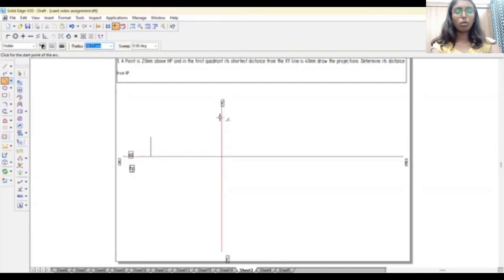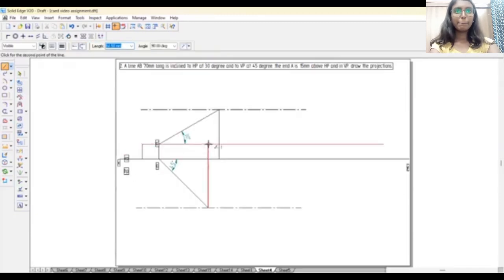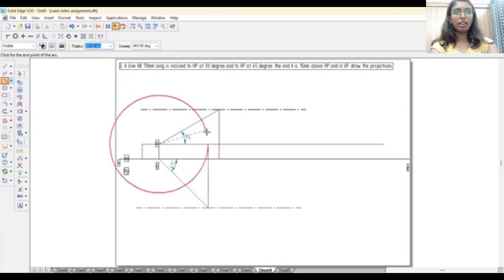Now if you want, you can name this as X dash and Y dash. Now go to arc by center point, place at the center of the line which we have drawn now. Now go to the midpoint where both the lines are intersecting and take 40 mm, that is the radius, and angle, now the angle is 45, and press enter.